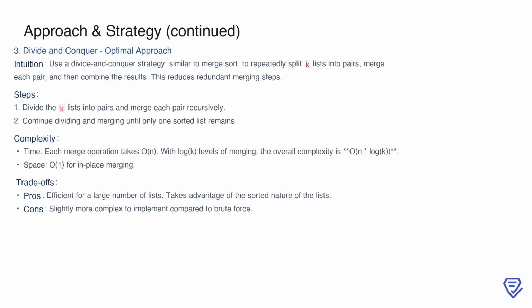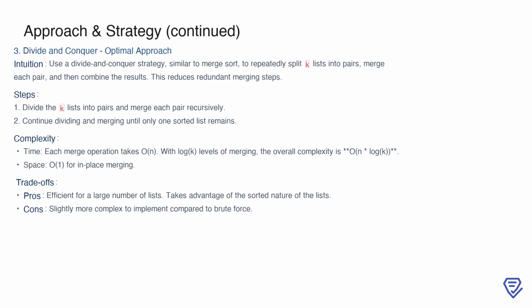To address the inefficiencies of pairwise merging, we can use a divide and conquer strategy. This approach splits the k lists into pairs, merges each pair recursively, and combines the results until only one sorted list remains. By breaking the problem into smaller, more manageable parts, we reduce the number of redundant merging steps.